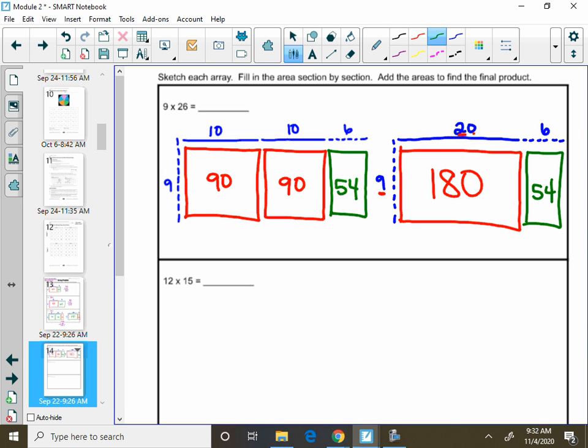Do you have to show it both ways? Absolutely not, but I do want everybody's eyeballs to look at both ways, just because I think it's good for your eyes to see it both ways. The pro of the second one is that it's less to add, for sure. 180 plus 54, which is the same as 90 plus 90 plus 54. All right, so what's 9 times 26? We just figured it out. 234.